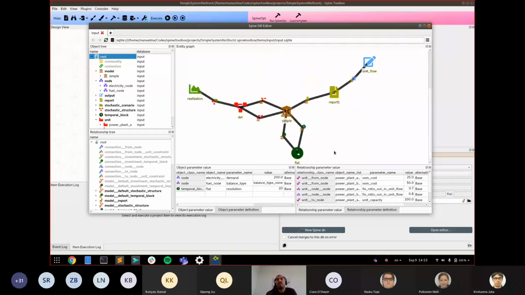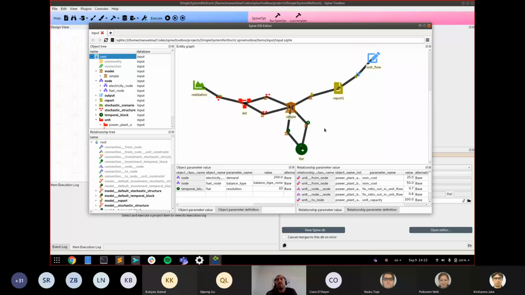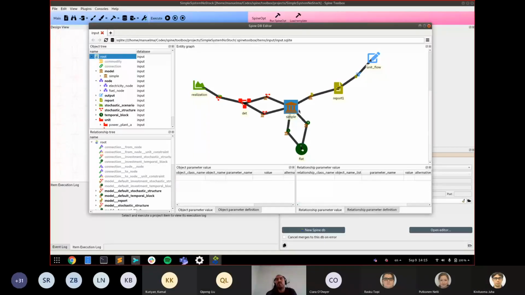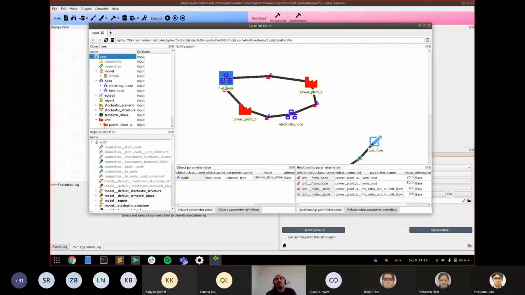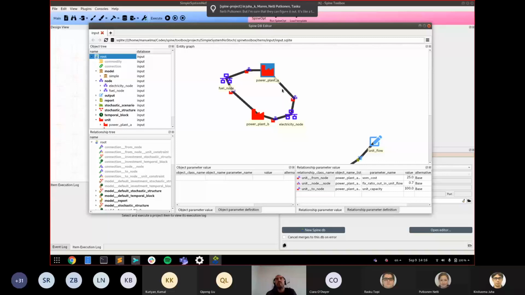And you can see here that I have the model objects, the basic objects that I need. And I have defined a stochastic structure with one scenario and a flat temporal structure. And I have some report data here to write the results I want. And in here I have my system. So you see I have the fuel node, I have the power plants, and I have the electricity node.